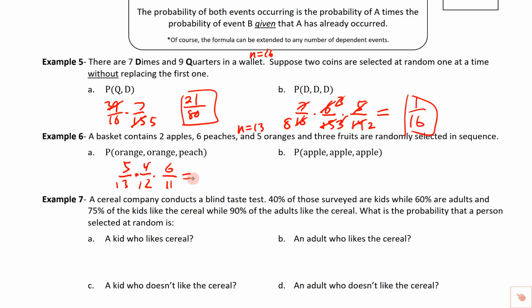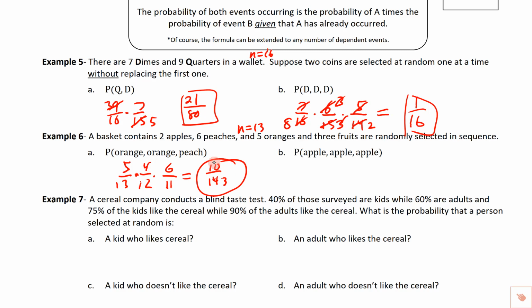Okay, I got it. I have the answer. You have it? What is it? 10 over 143. Raise your hand if you got 10 over 143. I did. Excellent. Okay, don't say anything out loud.